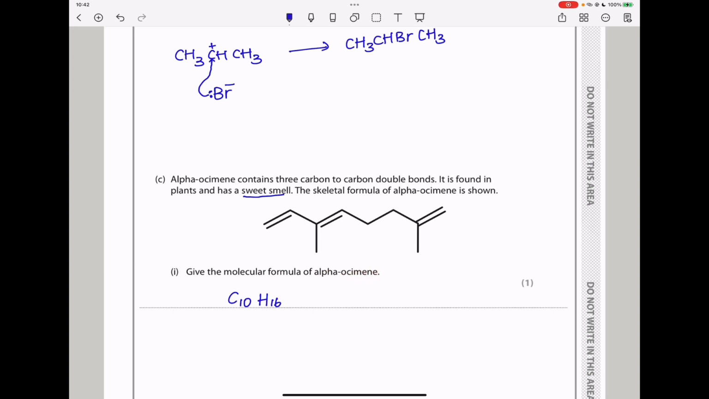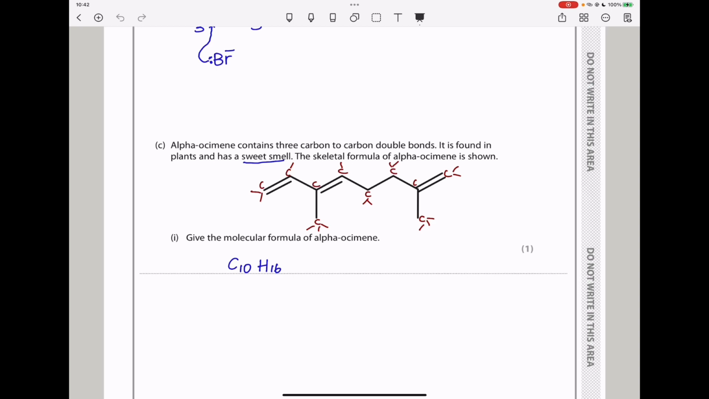So to do that, I can take you back by placing my carbons there. So 1 carbon, 2, 3, 4, 5, 6, 7, 8, 9, and 10. Those are 10 carbons. And here we have 2 hydrogens, 1 here, 3 here, 2 here, 1 there, 2 there, 3 here, and 2 here. And the total hydrogens are going to be 16. So that is the molecular formula.